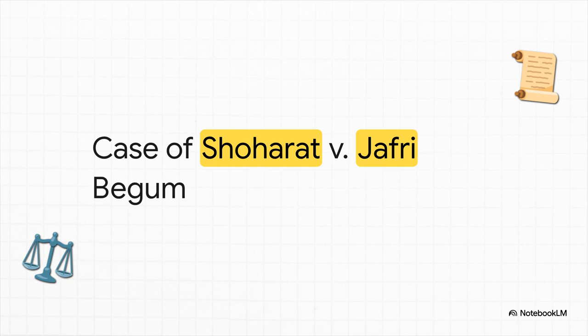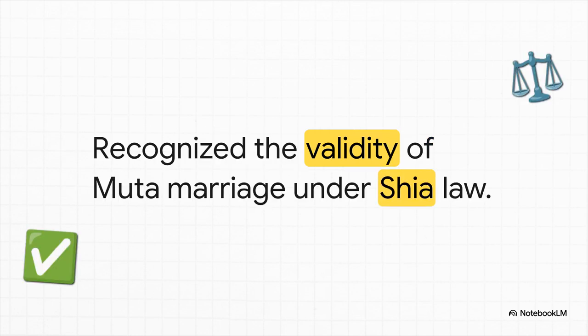The first case is Shoharat Singh v. Jaffrey Begum. I want you to explicitly write this case name in a separate box format right in the middle of your page. Do this to immediately grab the KSLU evaluator's attention. Make it literally impossible for them to miss the fact that you know your jurisprudence. The ratio decidendi here is clear. Recognize the validity of Muta marriage under Shia law.